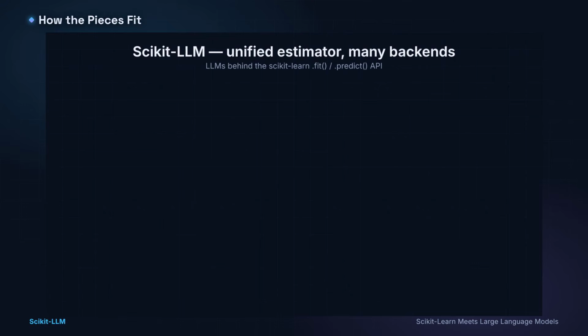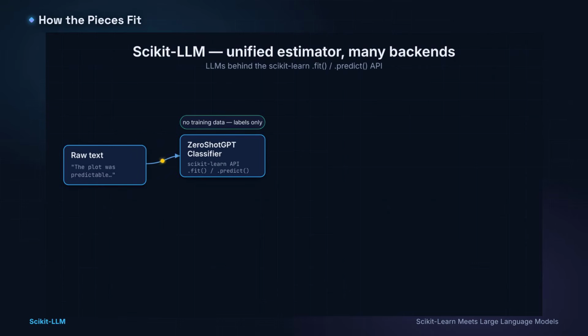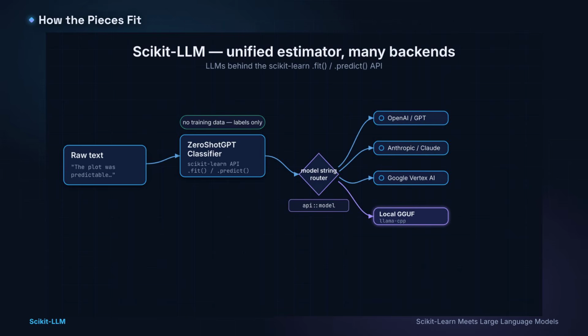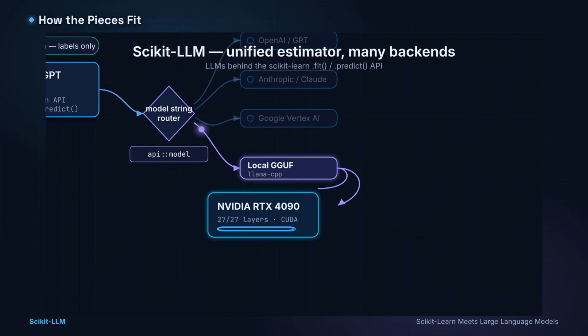Let's see how the pieces fit together. Raw text flows into a zero-shot classifier that exposes the Scikit-Learn fit and predict methods. A simple model string routes the request to a backend, OpenAI, Anthropic, Vertex, or a local model. In our case, it lands on a local GGUF model running on the graphics card, which returns a clean predicted label.